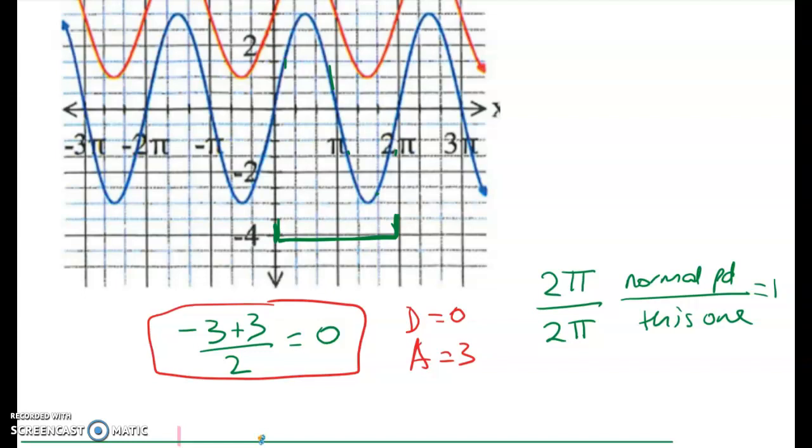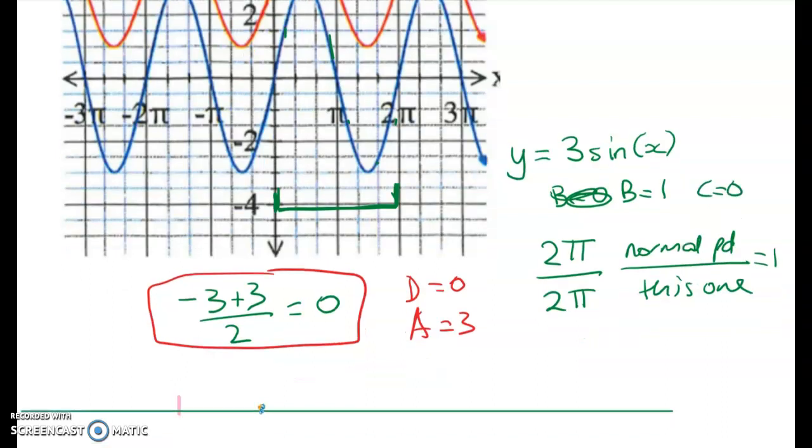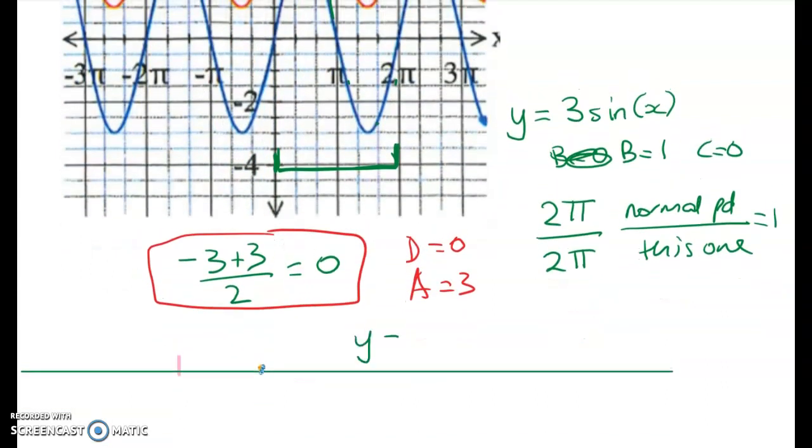So that means that this blue function is quite easy to write. It's going to be y is equal to 3 sine x, and that's it. I've got no horizontal stretch, and I've got no horizontal shift. So again, the basic form is y is equal to A sine (Bx plus C) plus D.